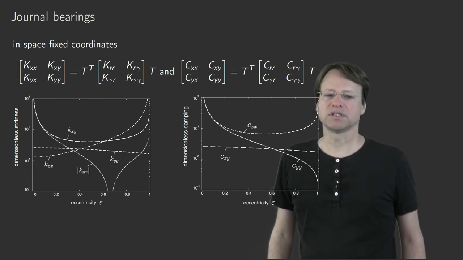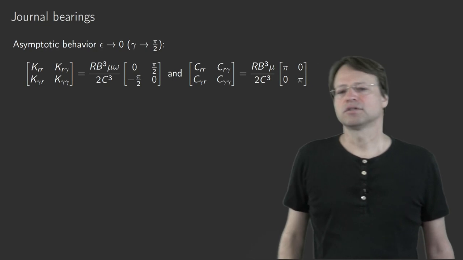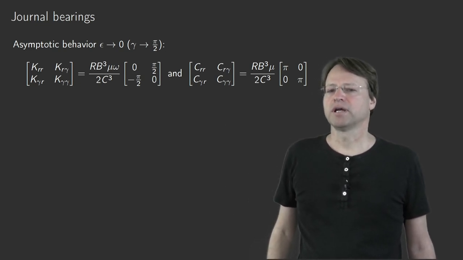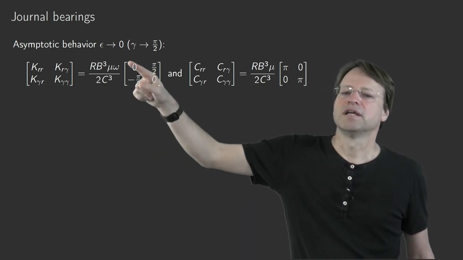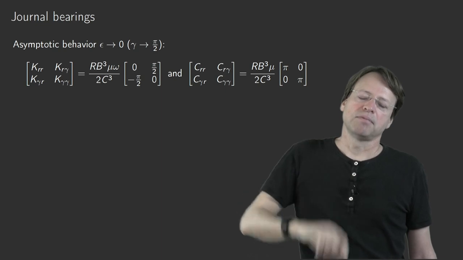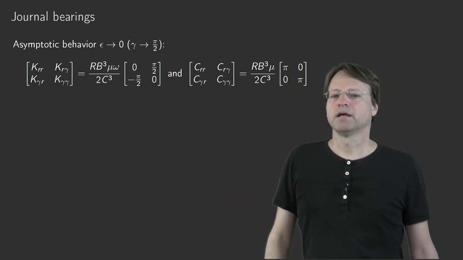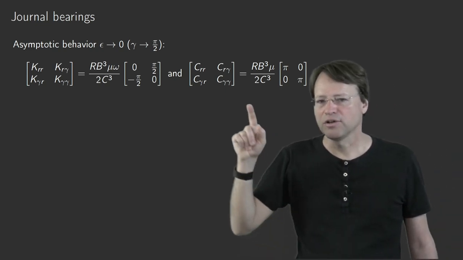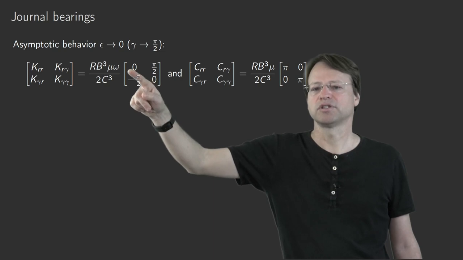So let's look at the asymptotic behavior once again, for dimensional quantities, both in radial and circumferential coordinates, and then later on in space fixed coordinates. You can see exactly what I feared here. If you look at the asymptotic behavior with epsilon to zero and gamma to pi divided by two, coming from the horizontal direction, you see that in the stiffness matrix, you have zeros on the diagonal terms and you have a fully skew symmetric matrix. The damping matrix is okay, I would say, with no influence on the off-diagonal terms and very strong diagonal terms. So there's nothing to fear from the damping, but there's a lot to fear here from the stiffness, which really reflects the fact that if you press in, for example, in a radial direction, your system would react in the opposite direction. That's expressed by one row here.